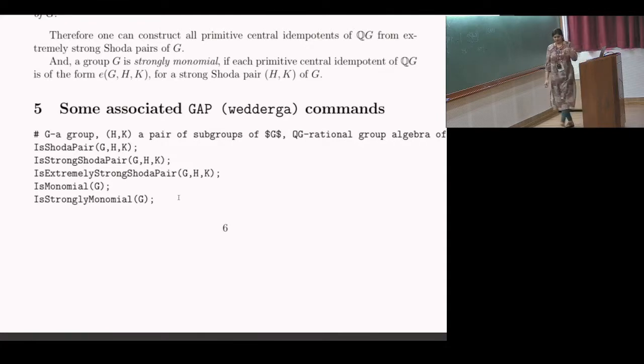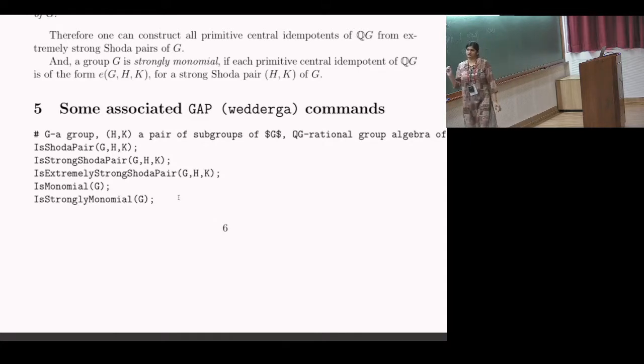Then we have ways to check if the given group is monomial or not. That, if I'm not wrong, does not come via this process of finding Shoda pairs and everything. Okay, another small question here.